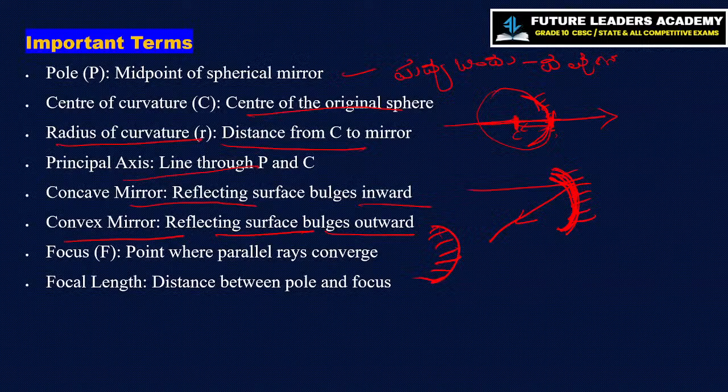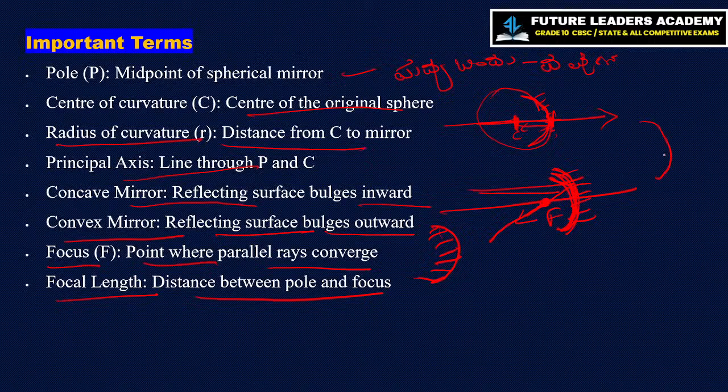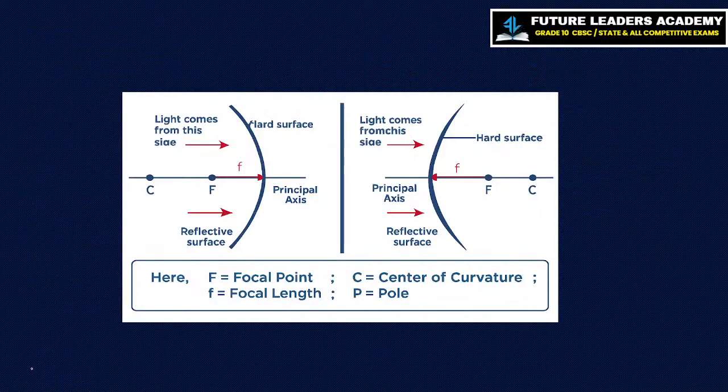Okay, guys, now focus. Point where parallel rays converge. Next, focal length: the distance between the pole and the focus point. Next, this is the image where you can understand everything.